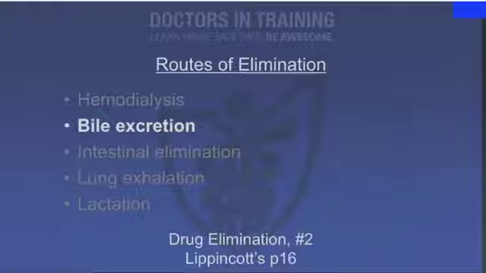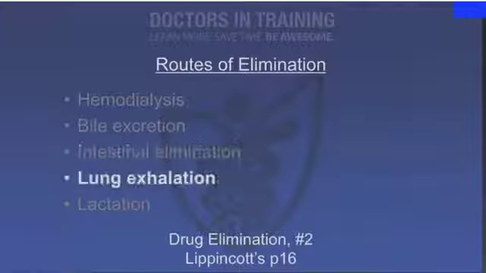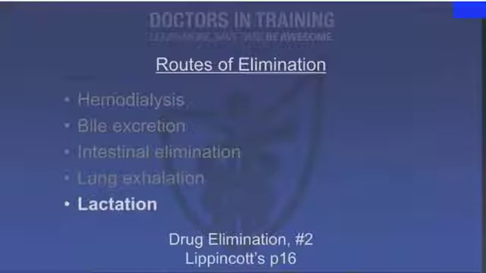Some drugs are eliminated in the intestine. A small number of drugs are eliminated in the lungs and actually breathe out the toxic metabolites. And in nursing mothers, you can eliminate drugs through the milk. So let's focus on renal elimination because that's by far the most common site of drug elimination.